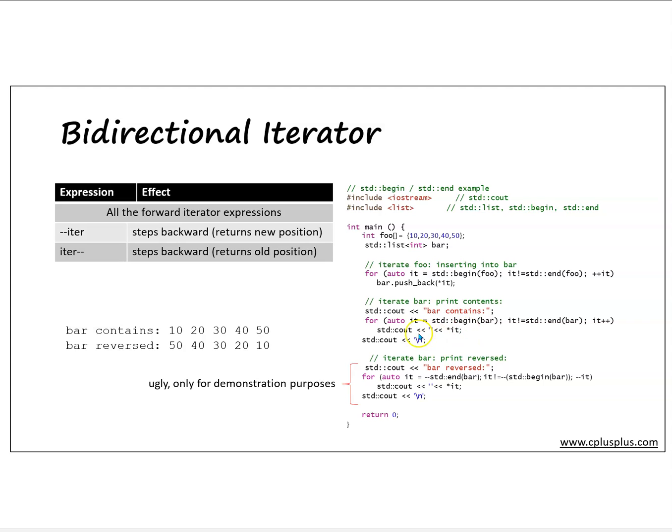Now we're going to discuss a bidirectional iterator, similar to a forward iterator, but plus steps backwards, etc. So basically, we define our array of integers. We're going to create a second list of integers now, and we're going to iterate through foo and insert it into bar. Basically, grab the value from foo by using just the forward iterator and put it into bar. Now we want to iterate through and print the contents, and we use a forward iterator.